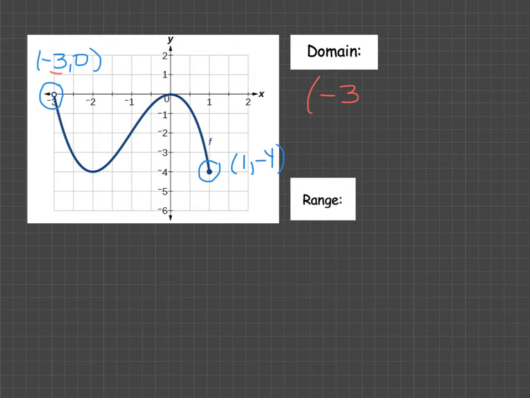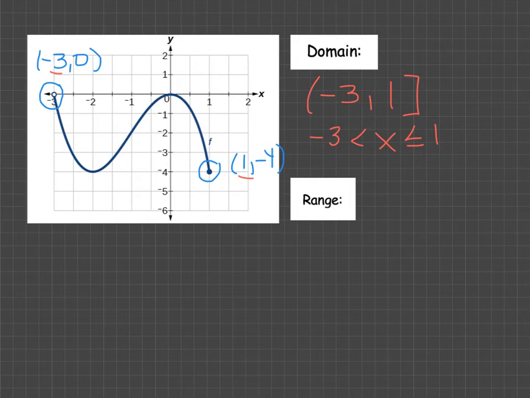We again want the x value. This time we have a closed point, so it's filled in right there, so that means that point's included. So that 1 is included, so we're going to use a bracket for the domain. If we wrote that in with inequality notation, we would have x in the middle. It's less than or equal to 1, and x is greater than -3. So -3 less than x less than or equal to 1.